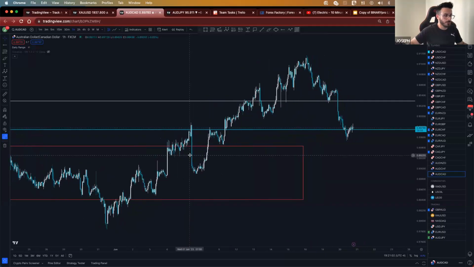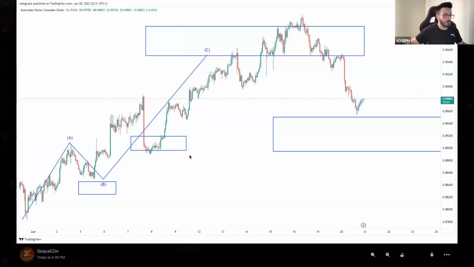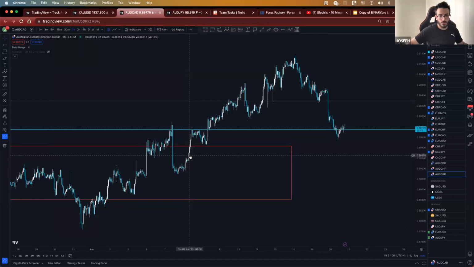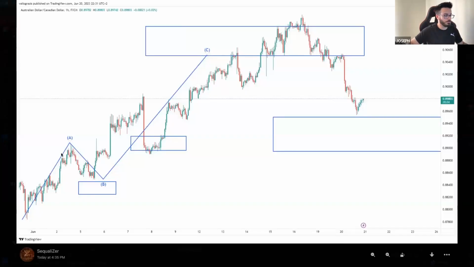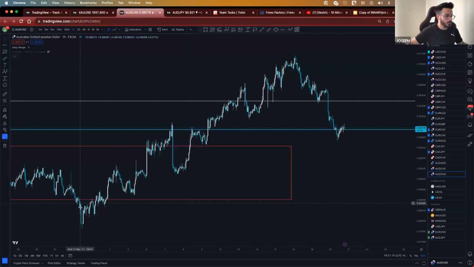Do you guys agree with me? Are we on the same page so far? So this move that we have in Sequelizer looks the same as this one.